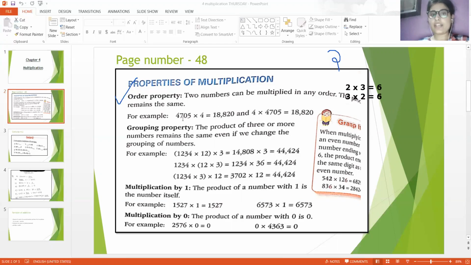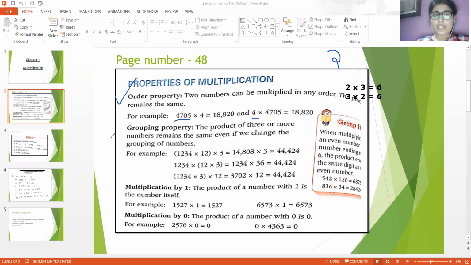For example, here I am multiplying 4705 with 4. The answer is 18,820. Now I am multiplying 4 with 4705. The answer is 18,820. So whether I write 4705 first or 4 first, the answer remains the same. I have just swapped the order of the two numbers.